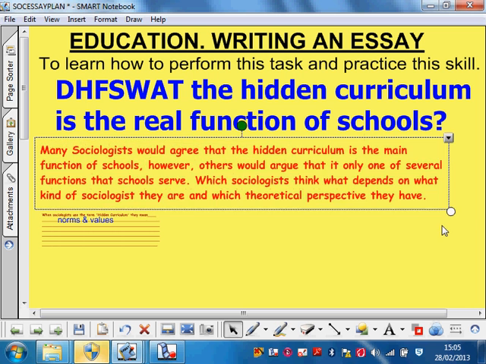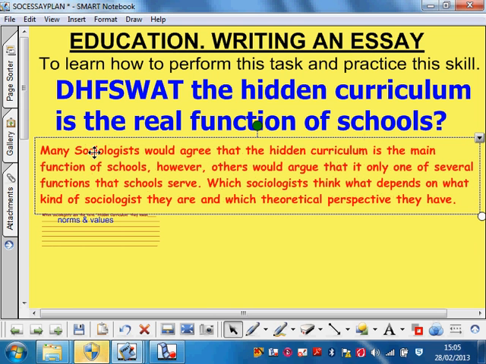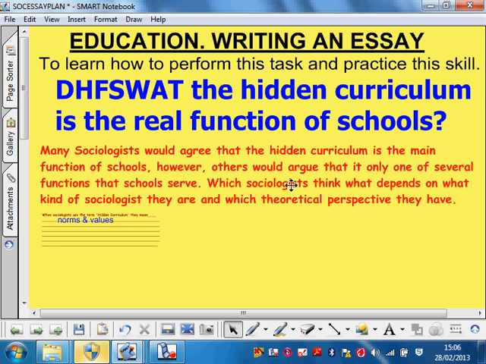Well, I would start like this. Many sociologists would agree. He has to discuss how far, so many would agree with it. Many would agree that the hidden curriculum is the main function of schools, comma. However, others would argue that it's only one of several functions that schools serve, full stop. Which sociologists think what depends on what kind of sociologist they are and which theoretical perspective they have. That's how I'd start this.